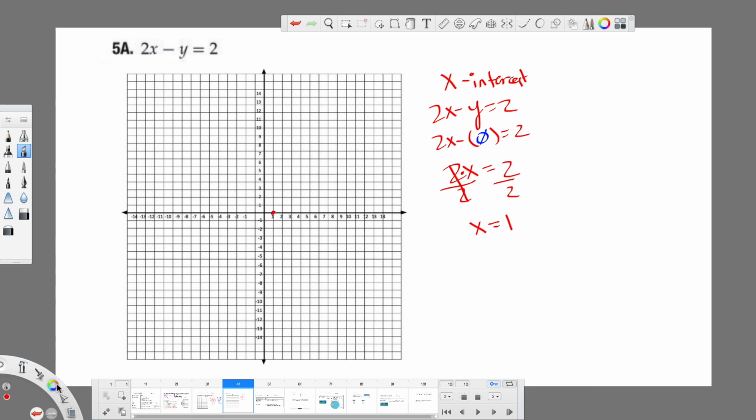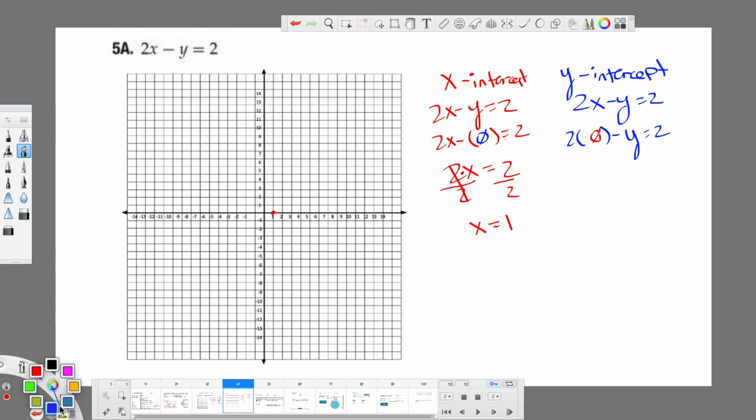Now my next one, for my y-intercept, I still have 2x minus y equals 2. So now y-intercept, we're going to make x 0. Change my colors again. 0. So I made it 0. And go back to blue here. 2 times 0 is 0.